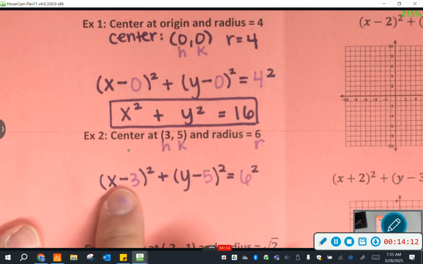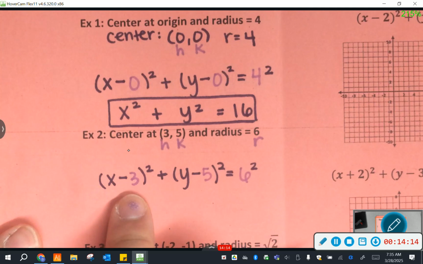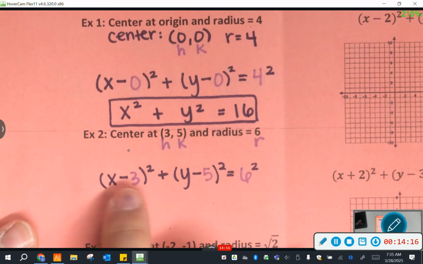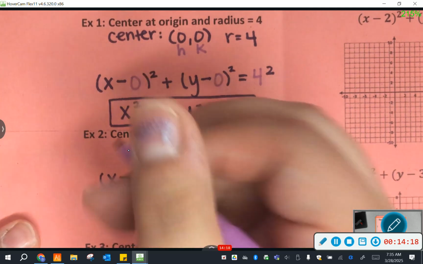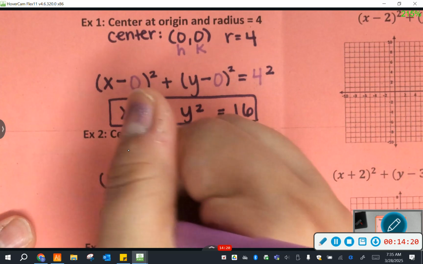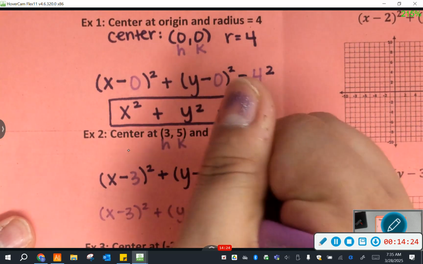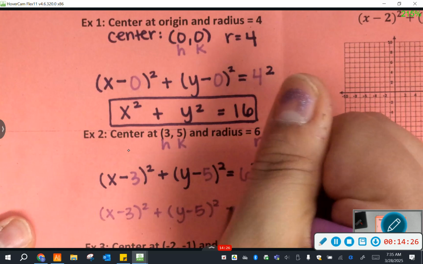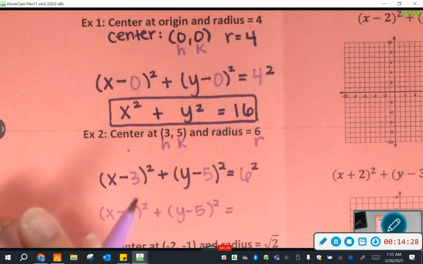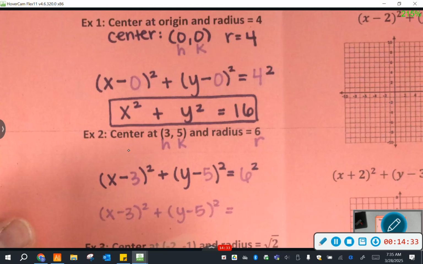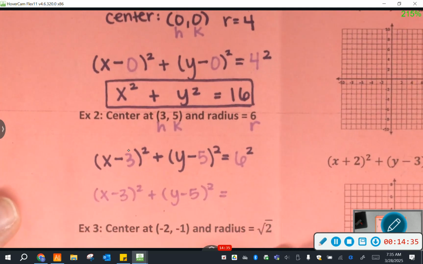Y'all, what's x minus 3? You just leave it alone. I'm just going to rewrite this. X minus 3 squared plus y minus 5 squared. Say it again. You don't know what x is. Right. We don't know what x is. We always leave x and y in our equation.